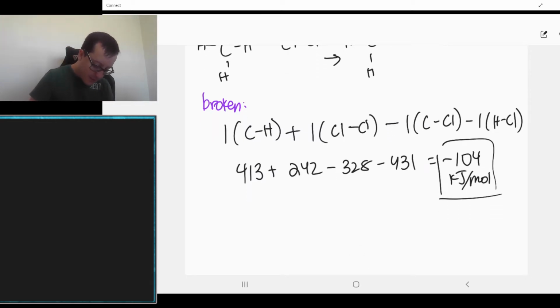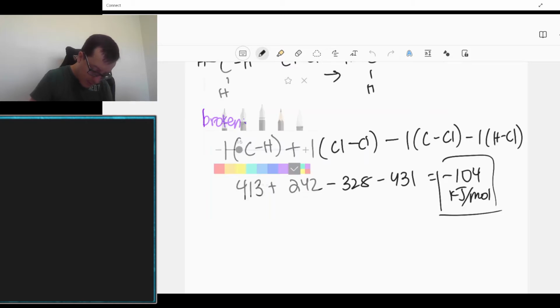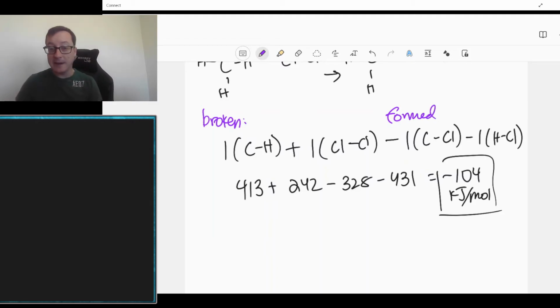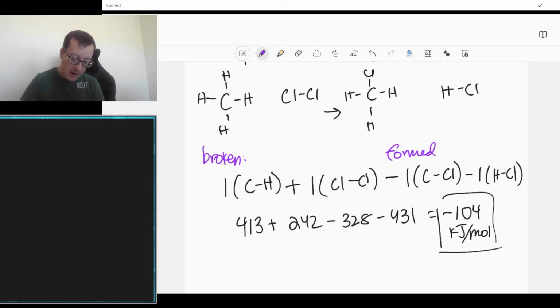Okay, so these were the formed ones. Let's switch back here. So that's how we can calculate delta H from Lewis structures. We analyze what's being broken, what's being formed, and use the numbers that are provided for us. All right, so with this, I want to put kind of one more idea here.